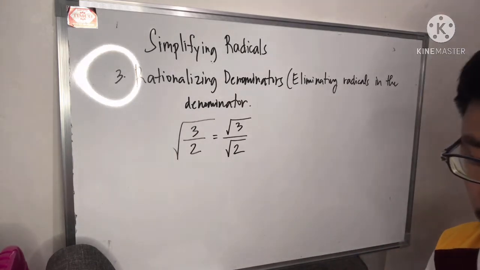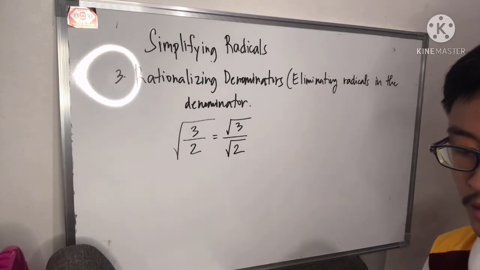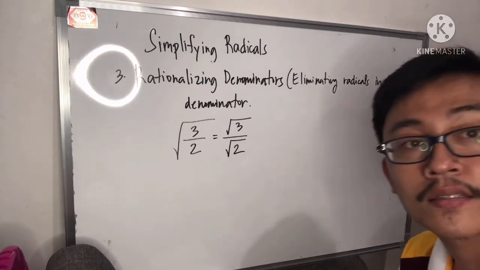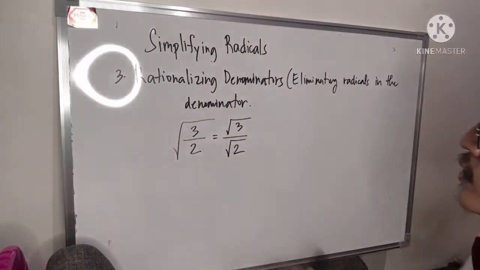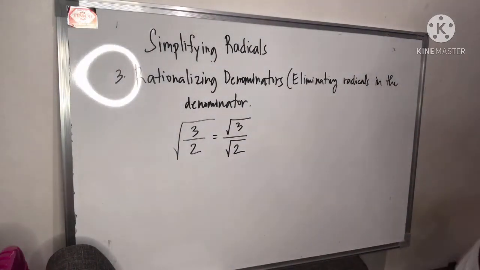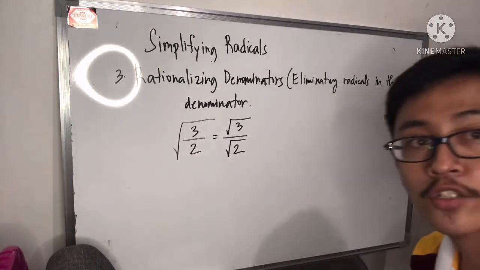Base sa quotient of 2 radicals, no? You can write it as separate. Yan. So, meron kang radical sa denominator. So, paano mo tatanggalin yung radical sa denominator? By the process of rationalizing.